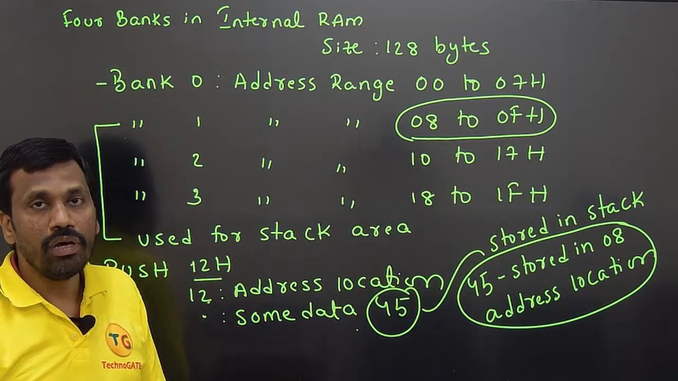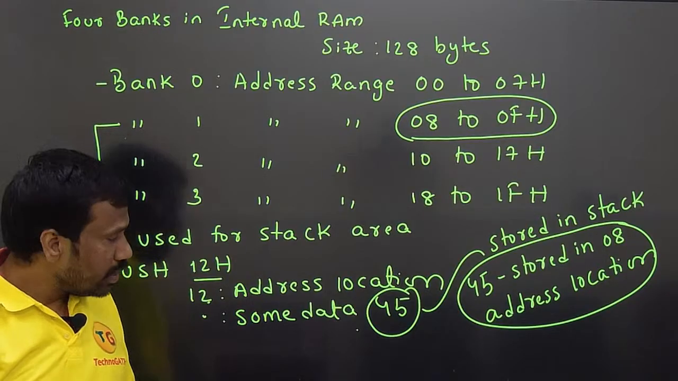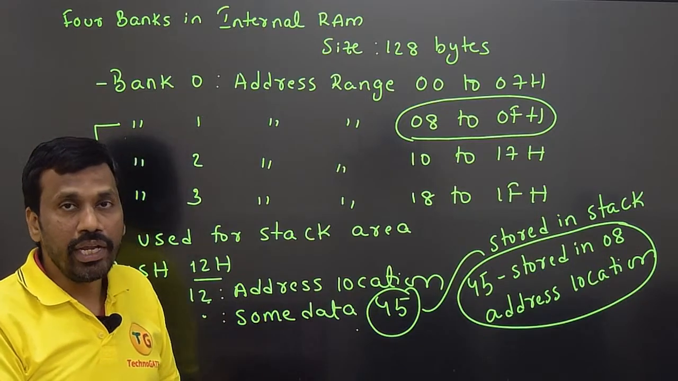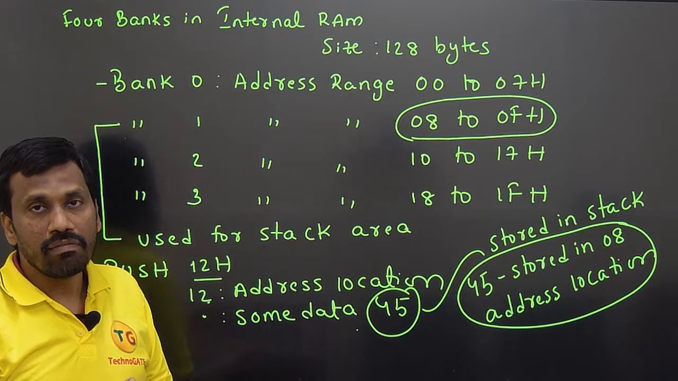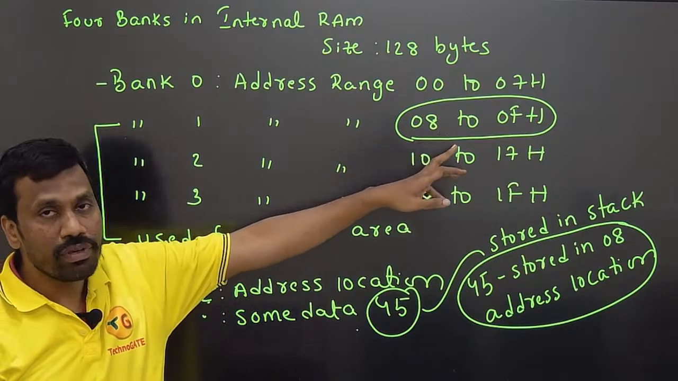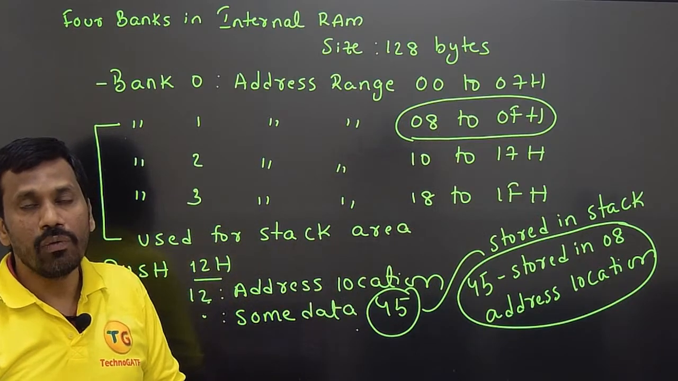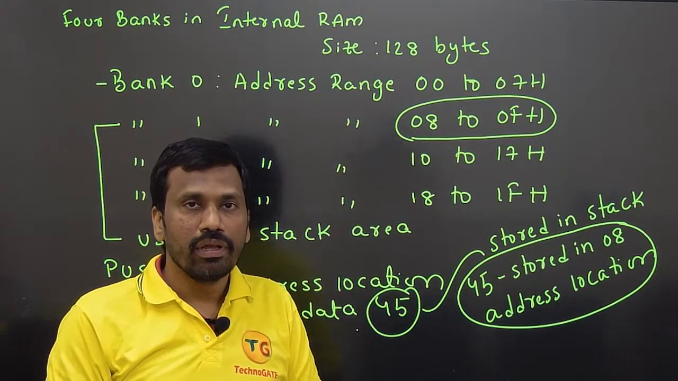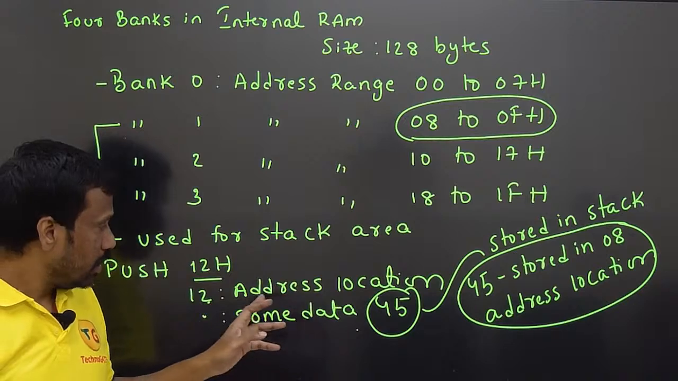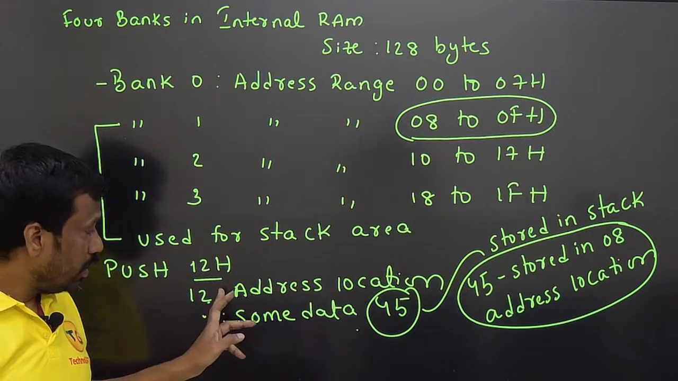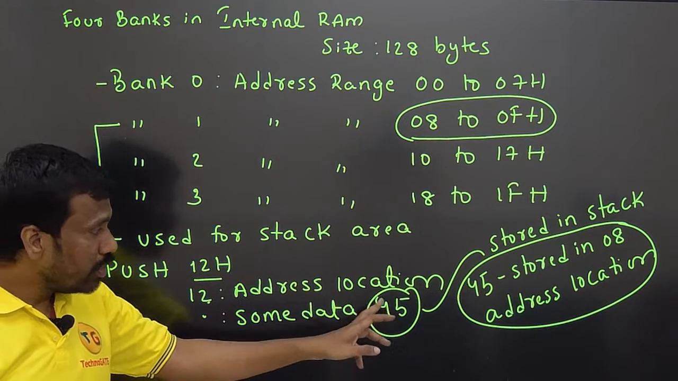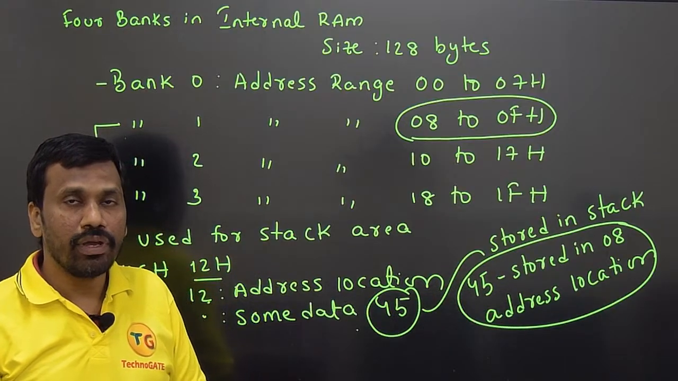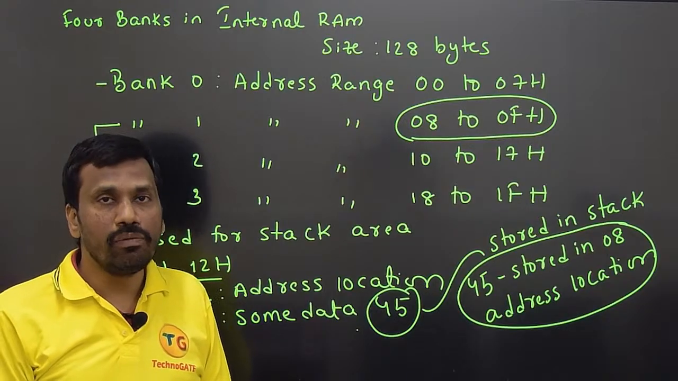So this is about the push operation. So whatever the data 45 is there, that 45 will be stored in the 08 address location. Why 08? Because 08 to 0F is the address range for bank 1 and we are using bank 1 for the stack operations. Okay. So see the interlink. 12 address, in the 12 data 45, that 45 is stored in the 08 address location of stack. Okay, so this is how the push will work.